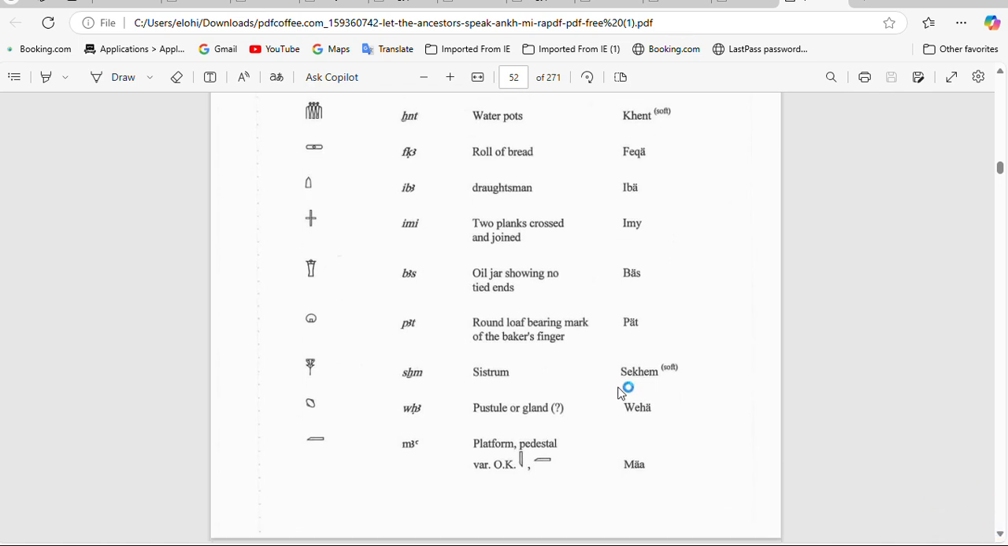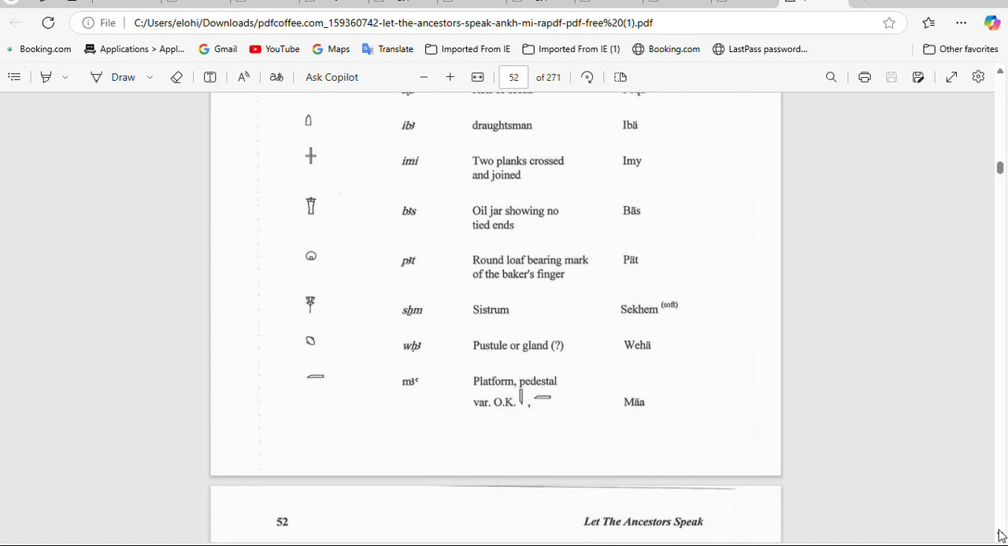Then you have a Sechem or sistrum. Then you have a Waha, a pustule or gland. Then you have the Ma'ah, which is a platform.